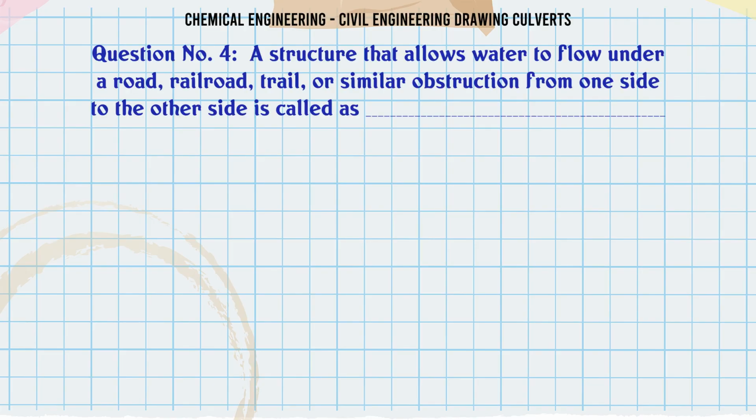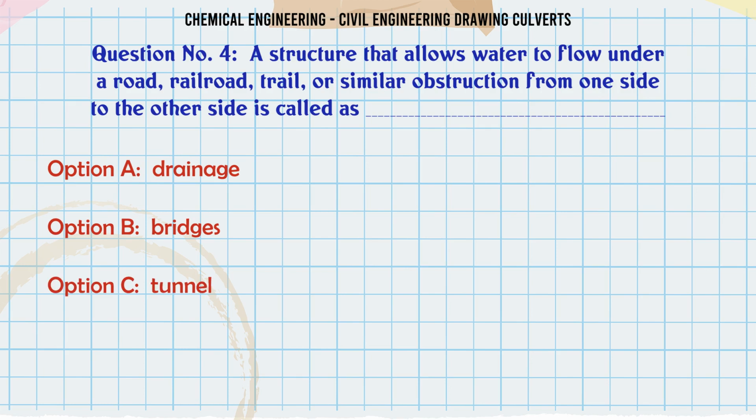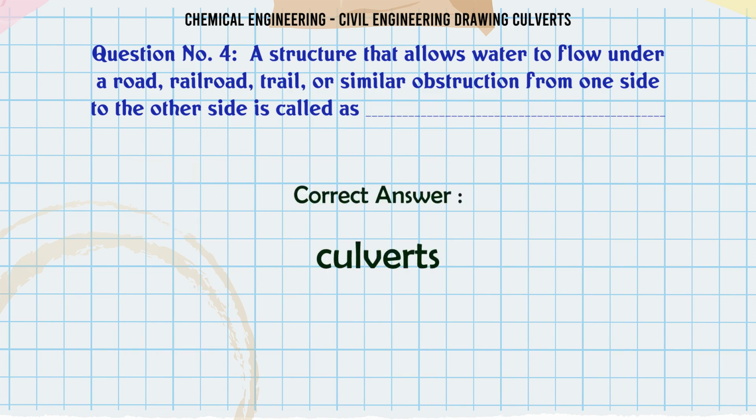A structure that allows water to flow under a road, railroad, trail or similar obstruction from one side to the other side is called as A. Drainage. B. Bridges. C. Tunnel. D. Culverts. The correct answer is culverts.